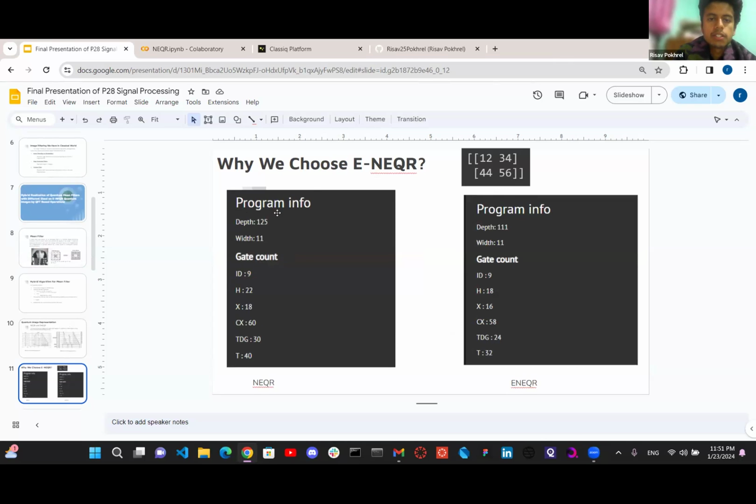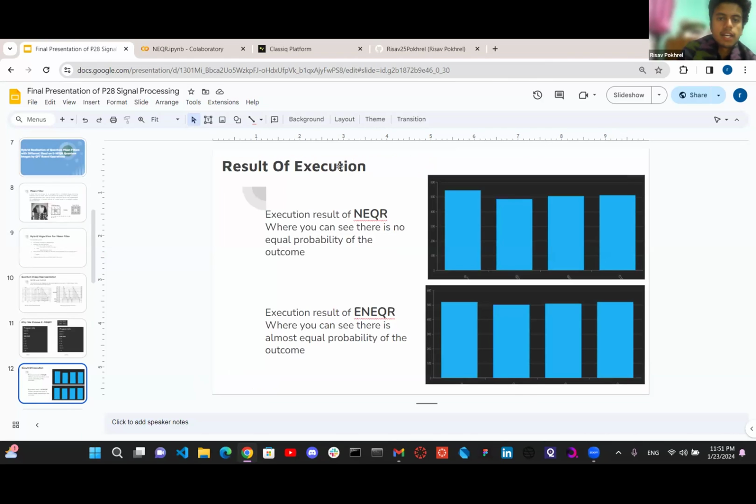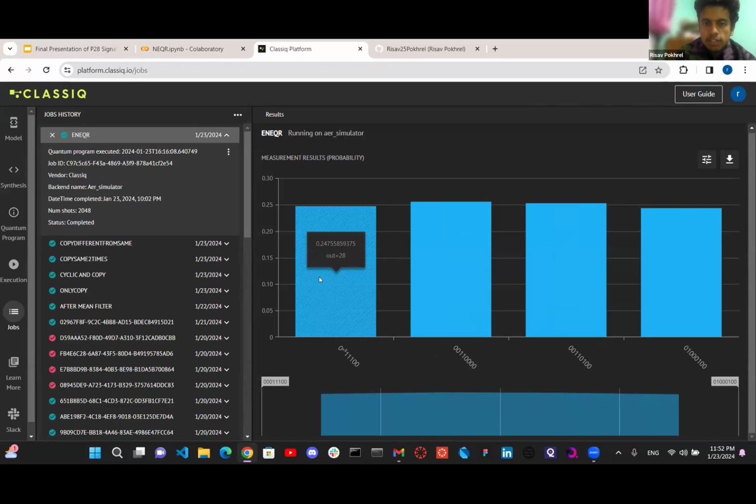Now here we can see the program info. The depth of the program is 125, whereas for the other there is a depth of 111, and we can see that the gate count is also less in the NISQ-Era images. And this is the result of the execution of both images. In the first execution result we can see that there is no equal probability of the outcomes: some outcomes have high probability and some are less. But with the NISQ-Era images we almost have equal probability, so we chose these images. This is the execution result of the NISQ-Era images, where we have almost equal probability.